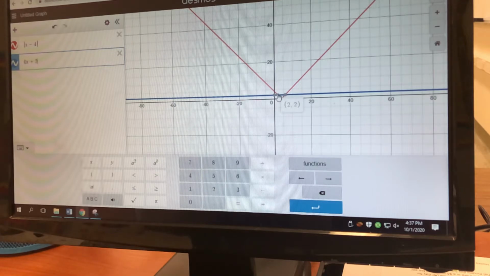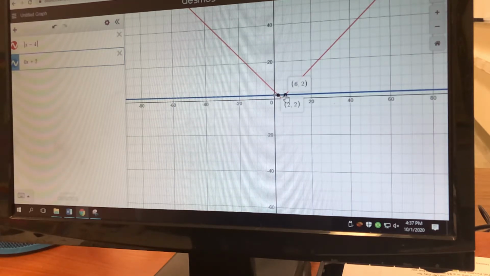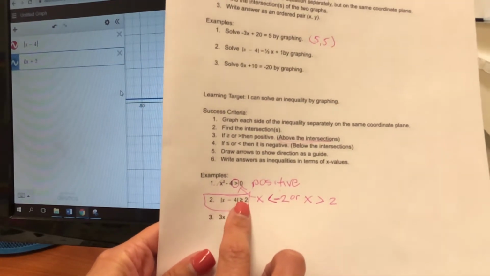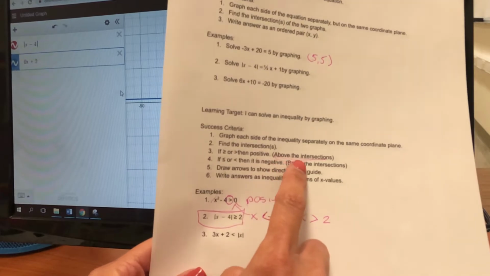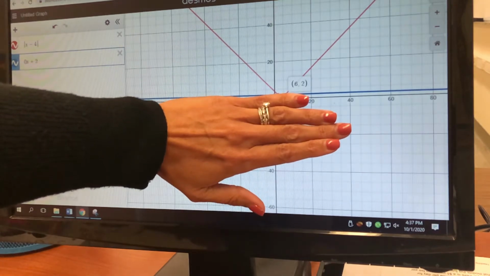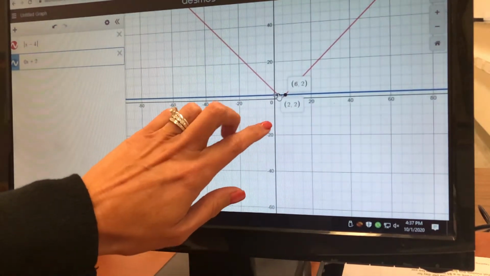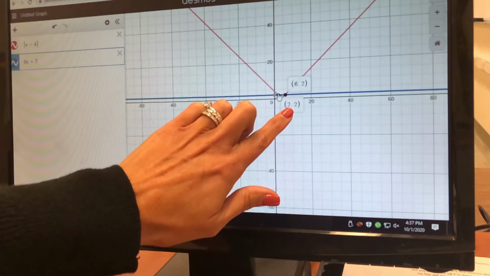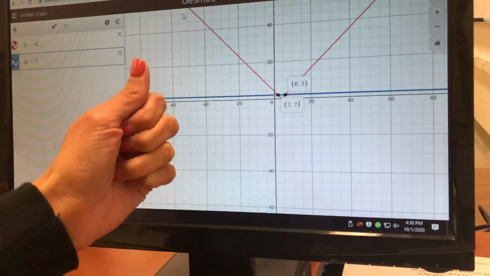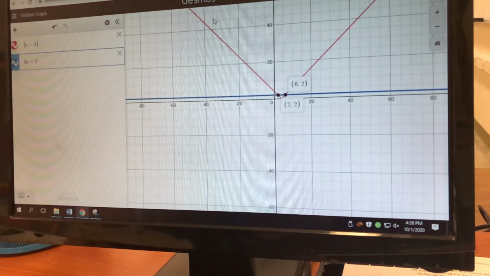So here are my intersections at 2, 2, and 6, 2. All right, so remember I'm looking for, what was it? Oh, yes, it's greater than or equal to. So it's going to be positive, so I'm looking above the intersections. From 2, remember x values, it's going toward negative infinity, so it's getting smaller. So x is less than 2.